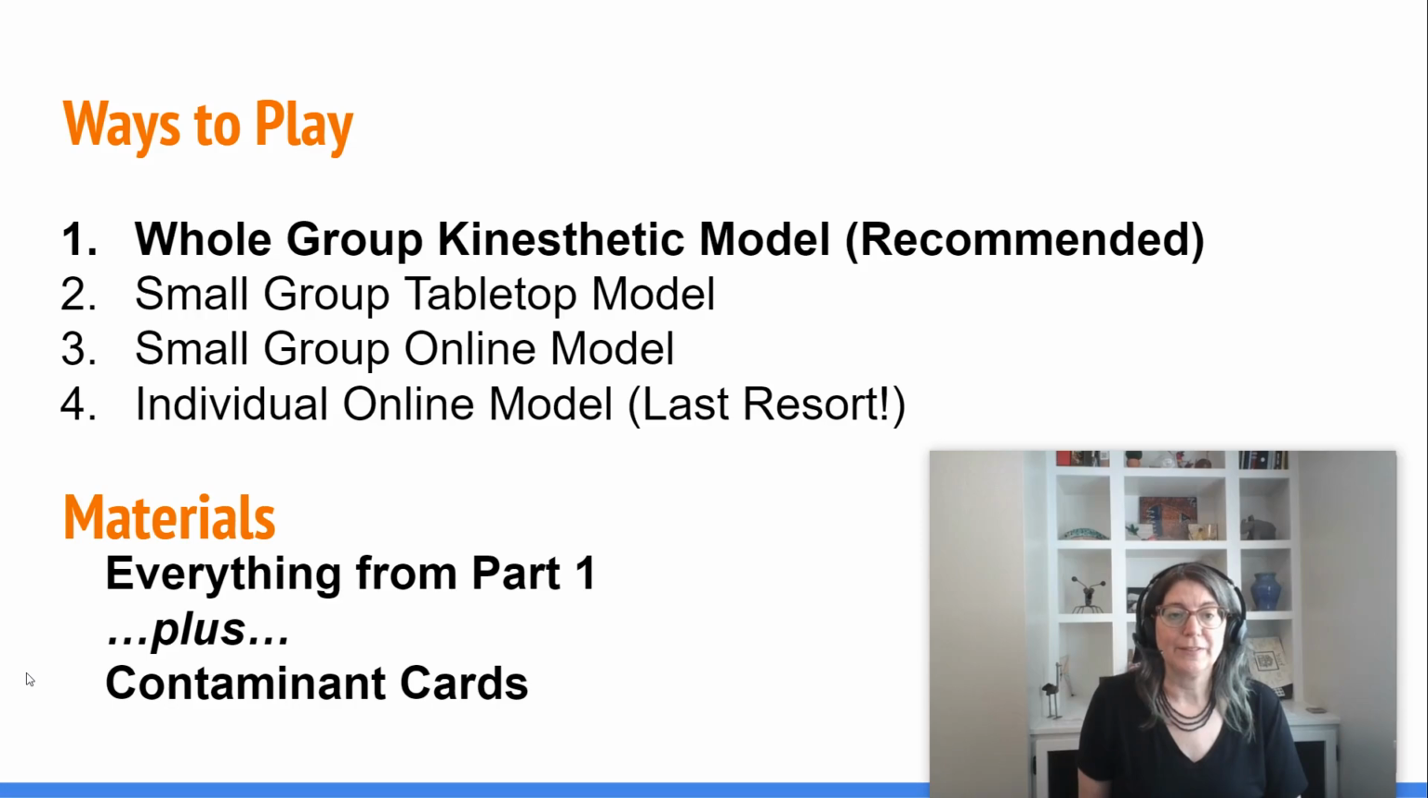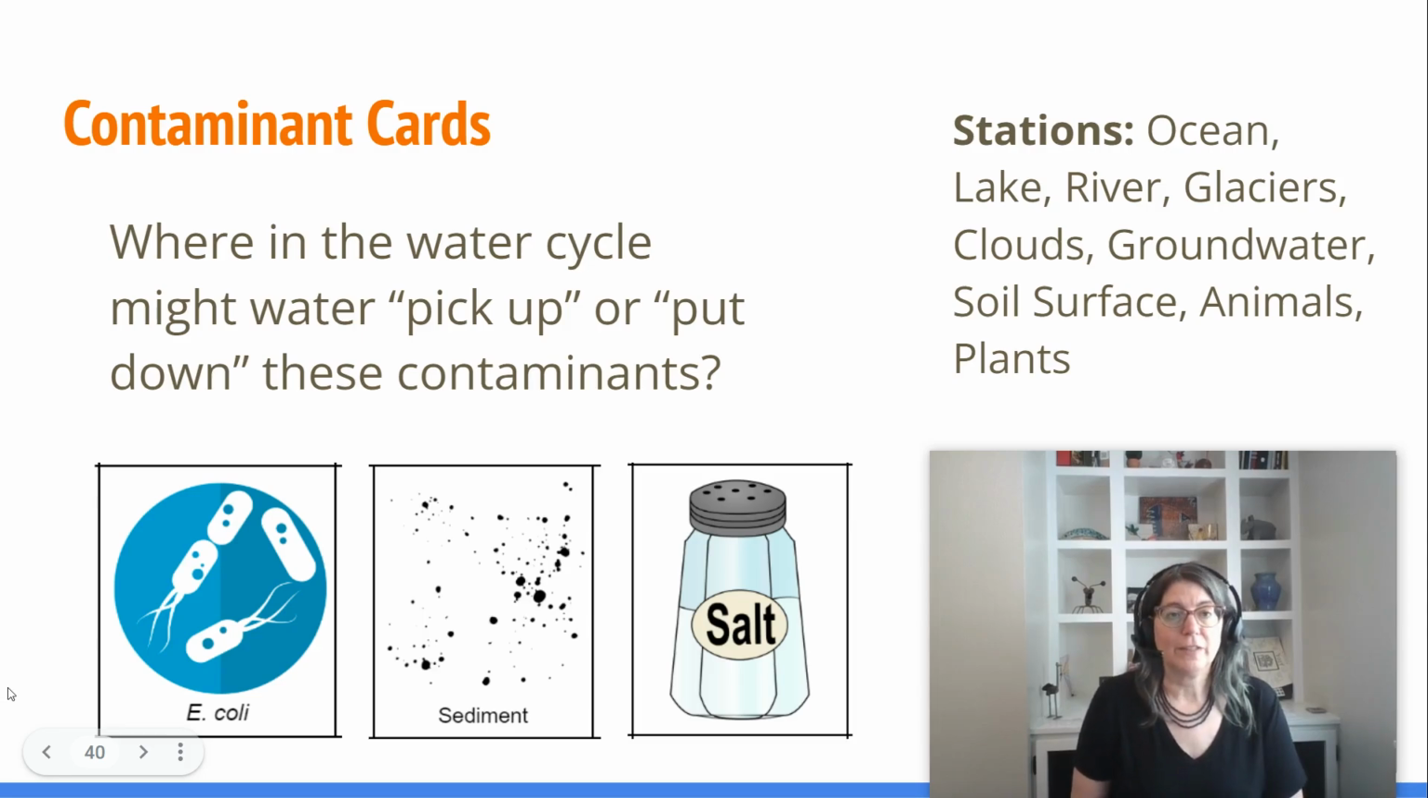The materials that you will need is everything from Part 1, so printables, dice, worksheets, handouts, things like that, plus contaminant cards. That is the thing that is new now are the contaminant cards. So what is a contaminant card? There are 3 kinds of contaminant cards that you will print for your students: E. coli, sediment, and salt. And the point of this is to help students understand where in the water cycle water might pick up or put down these contaminants. So they will be picking up and putting down cards to represent when water is being contaminated and when it is being purified in the water cycle.